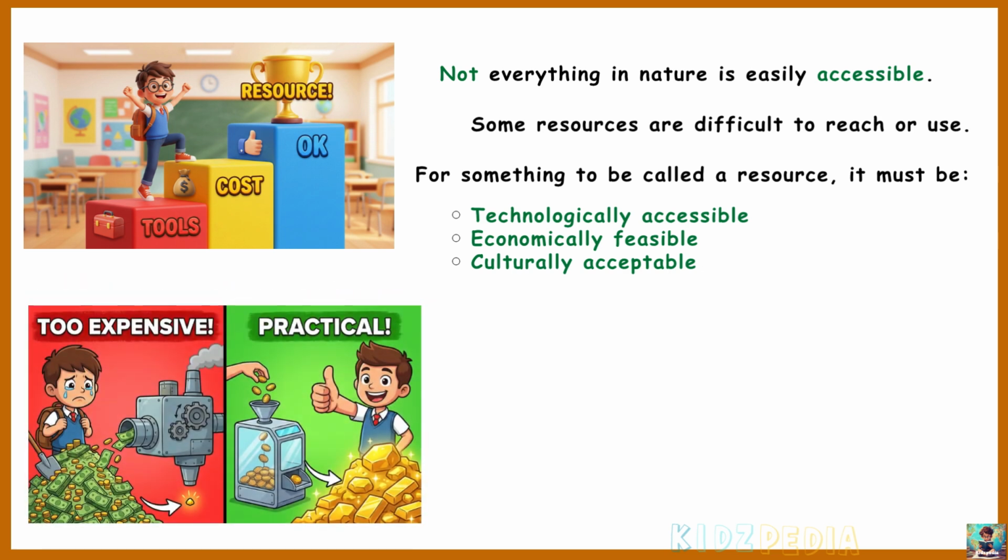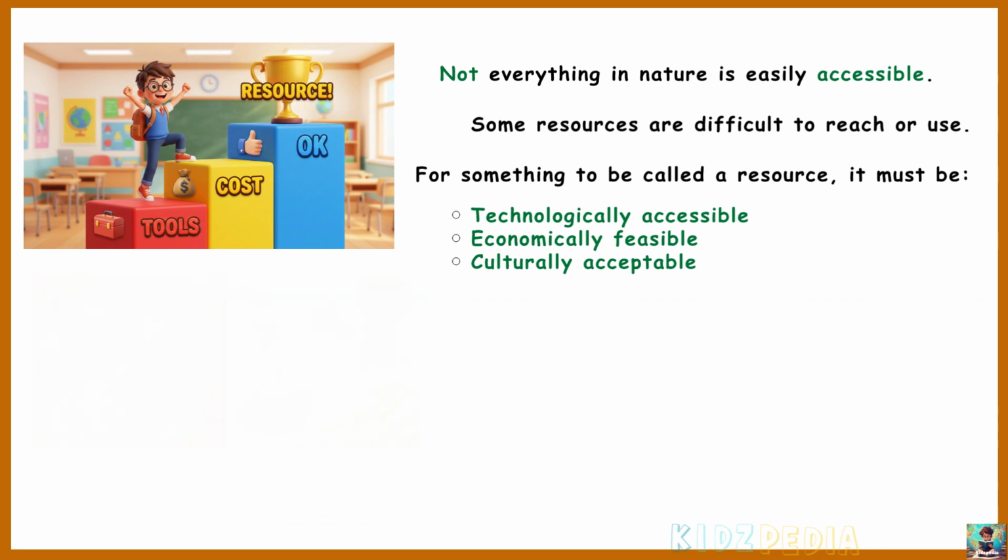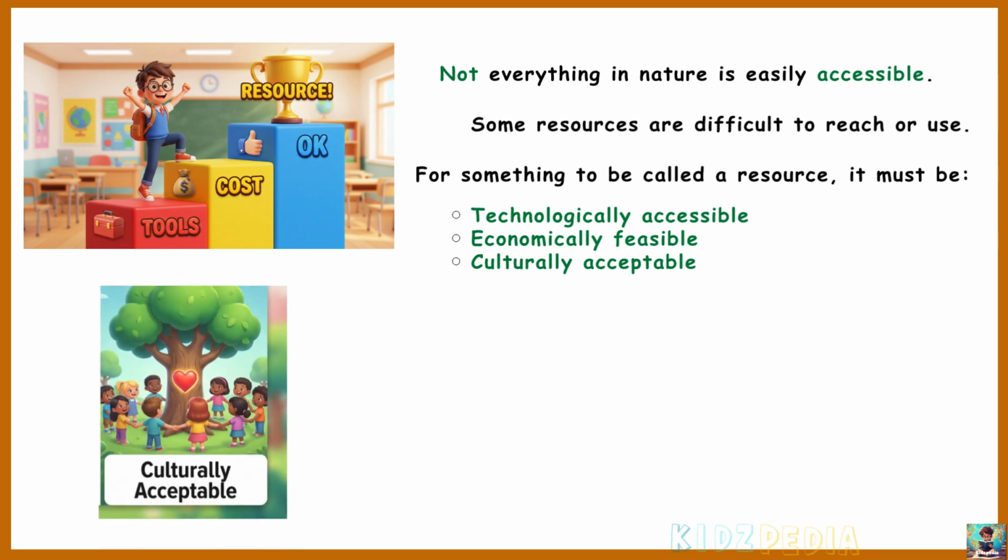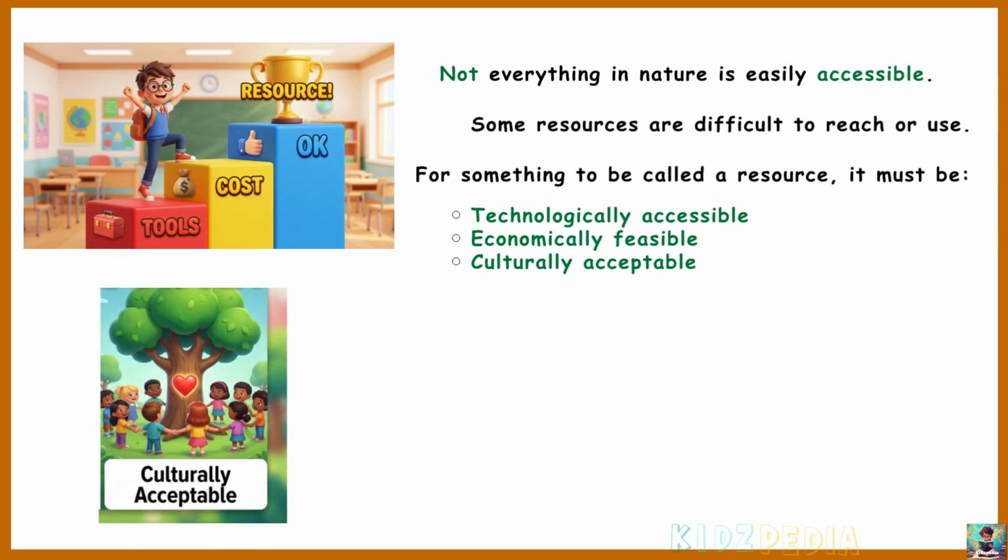For example, if extracting a resource from deep underground costs 10,000 but its value is only 1,000, then it is not economically feasible to extract it. Third one is cultural acceptability. That is, it should not go against beliefs or traditions. For example, cutting trees in sacred groves. In some places, people consider forest as holy and do not cut the trees over there.